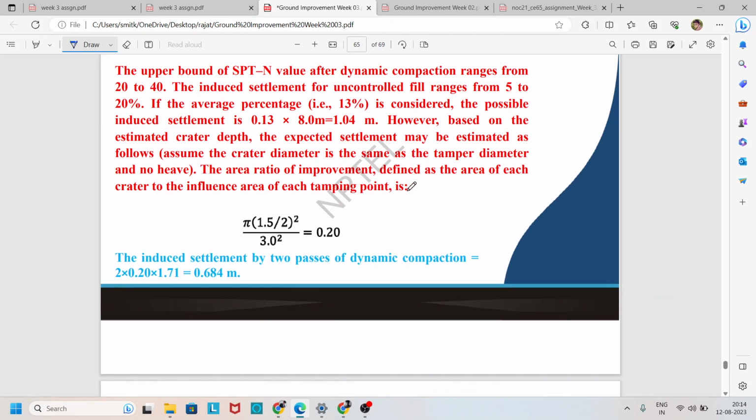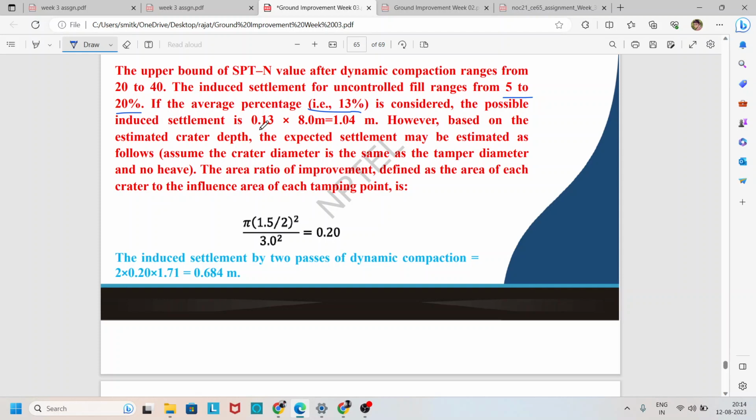After that, the test goes for the settlement criteria. It should be fulfilled first in the respect of settlement criteria. Also, it can be fulfilled. We know that for fine grained soil, in uncontrolled field, the settlements happen for 5 to 20%. So by average, it is 13%.